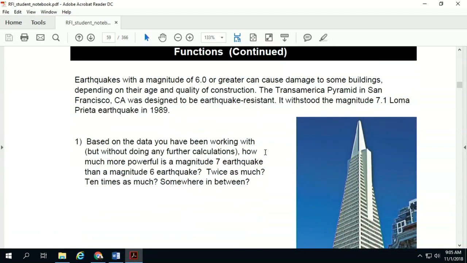Based on the data you've been working with, without doing any further calculations, how much more powerful is a 7 than a 6? Twice as much? 10 times as much? Somewhere in between? So we're going to vote on that. All in favor of twice as much, raise your hand. All in favor of 10 times as much, raise your hand. All in favor of somewhere between those two, raise your hand. How many people want the teacher to decide for them? Raise your hand. Okay. Let's look at the math and see if we can figure it out.